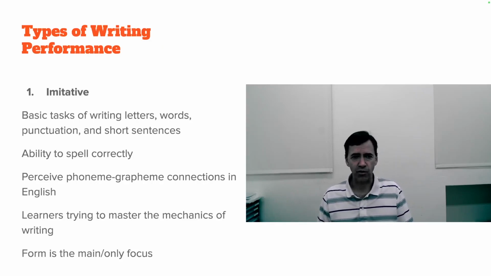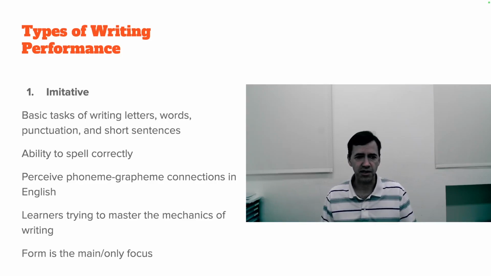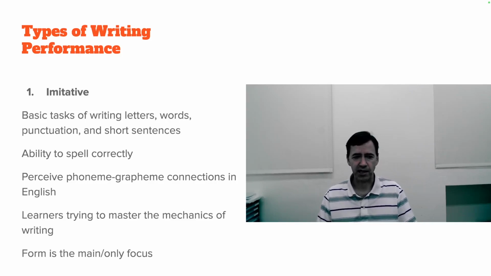Okay, so as always, we have our performance types. For writing, it's four as well. The first is imitative. These are basic tasks of writing letters, words, punctuation, and very short sentences. It could be the ability to spell correctly. Maybe you're asking students to perceive phoneme-grapheme connections in English. Basically, at this stage, learners are trying to master the mechanics of writing. The form is the main or only focus.